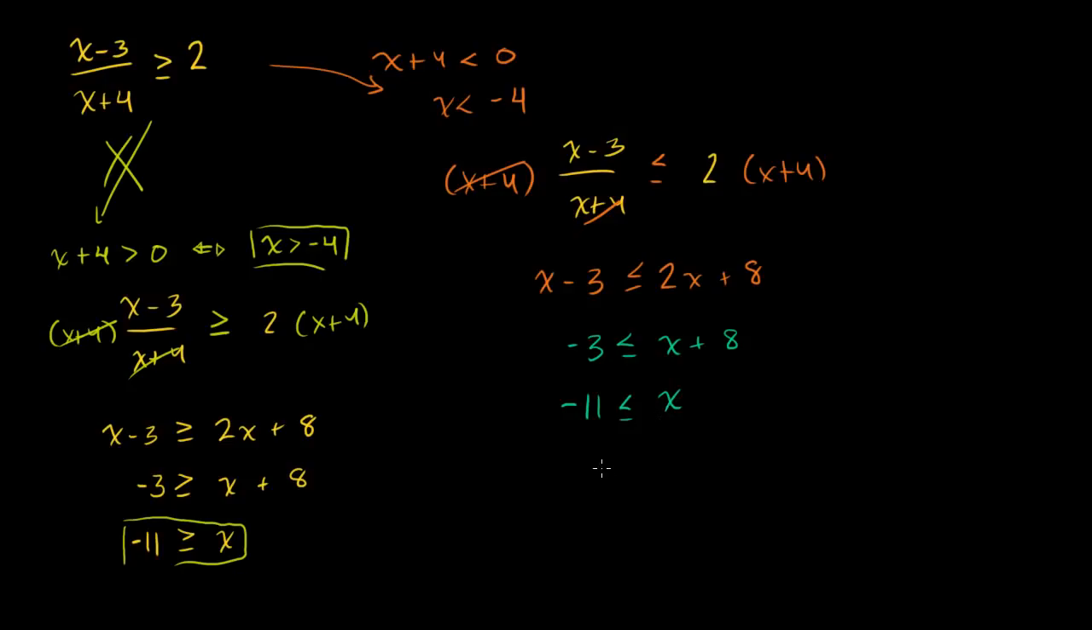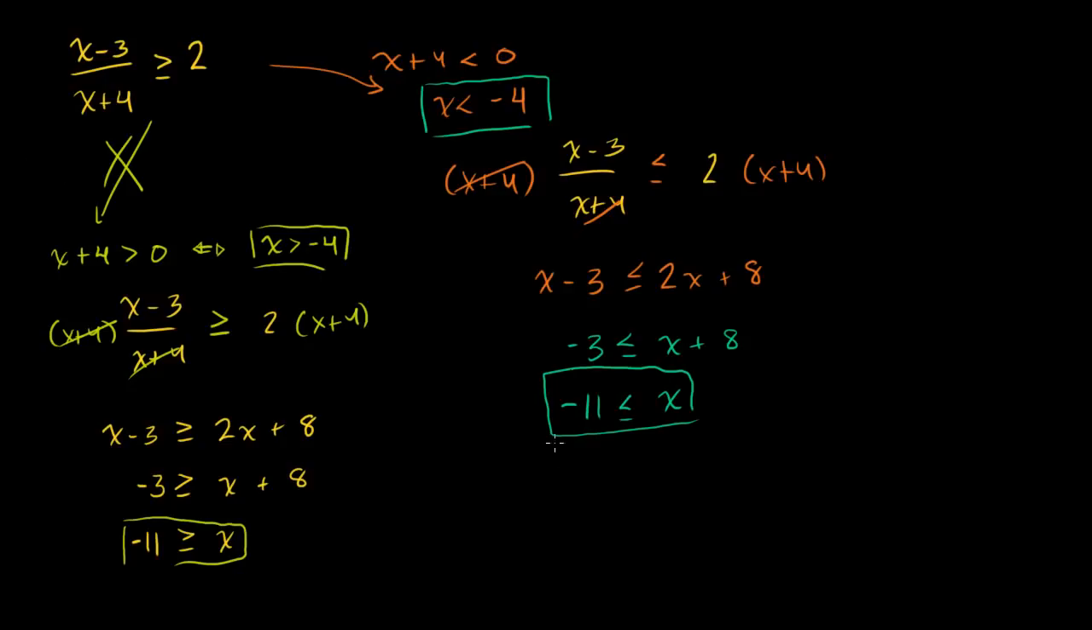So if we assume, so this is interesting, if we assume this is negative, we get x has to be less than minus 4. If x is less than minus 4, in order for this equation to hold up, x also has to be greater than minus 11. And this is actually possible.